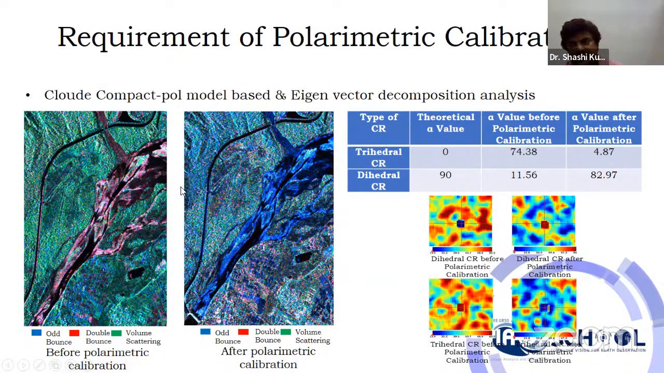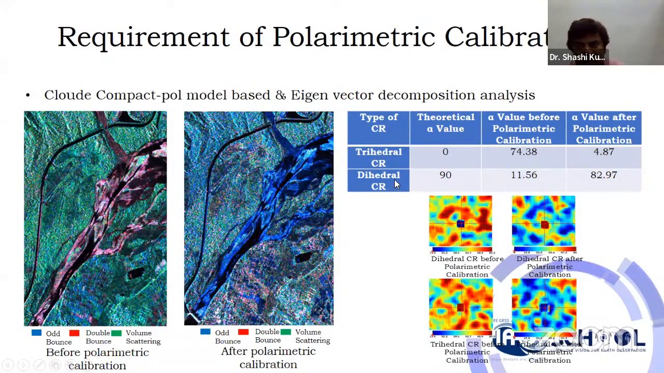In the polarimetrically uncalibrated data set, the alpha value for the trihedral corner reflector was 74.38. Here you can see that the trihedral corner reflector is appearing in the red color. After polarimetric calibration, it is very low, near to zero. It is still there, 4.87.